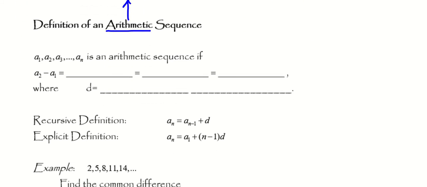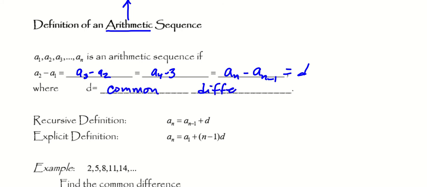So our formal definition is that a sequence is arithmetic if we can subtract consecutive terms. So if we can take any term and subtract the term before and always get the same number. So if we can take a2 minus a1 and a3 minus a2 and a4 minus a3 and any term a sub n minus its previous term and always get the same number, which we'll call d, then that d is what we call our common difference, and our sequence is arithmetic.